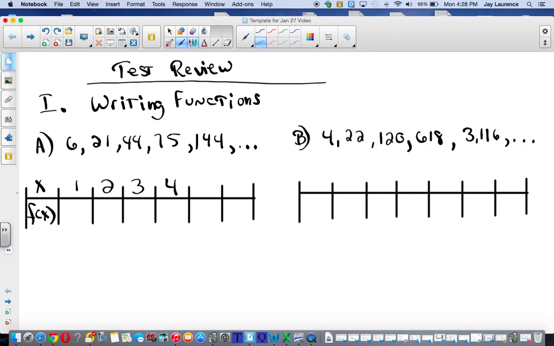x is inside the function. But some of you can see these patterns more easily than others, and that's fine. So 6, 21, 44, 75, 144. All right, so going to look for my first differences. Looks like a plus 15, and then a plus 23, yes, and a plus 31, and then a plus at 39, I think that is.